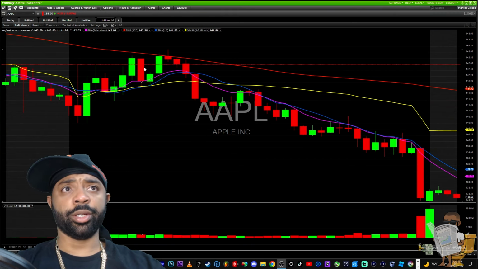And you could see it right here. Look, the price action today was developing under this red SMA, the 120-day SMA. And as you can see, that chart is bearish. Okay.